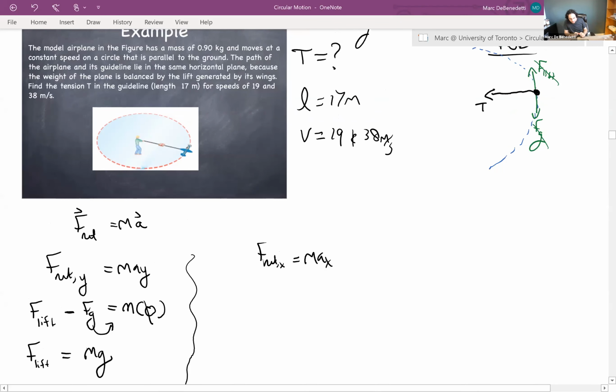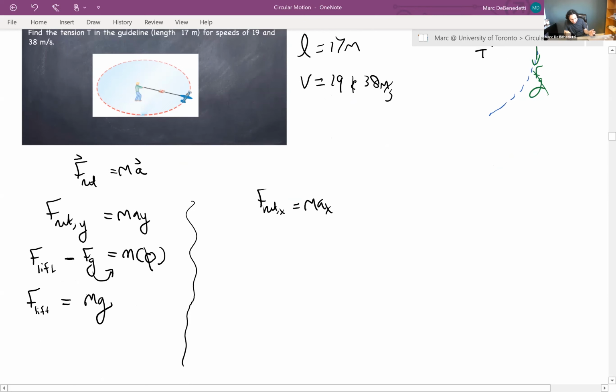Okay, F net x. If you look at your free body diagram, and this is why it's important to have a free body diagram before you do F net equals ma, your eyes can just look at how many forces are in the x direction. Only tension. So I would say just my tension force equals ma in the x direction. Previously, with linear motion, we would just leave a as a. I'll show you how to do this.